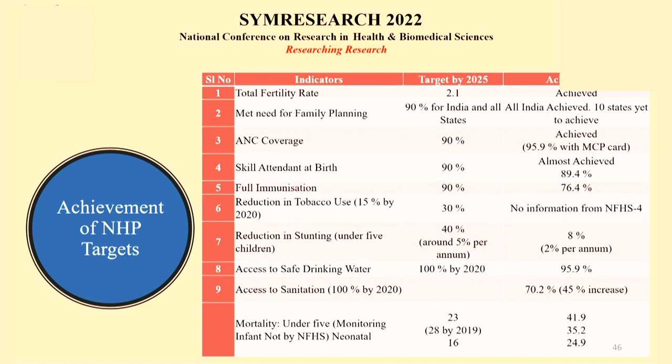If you look at ANC coverage, the target for 2025 as per the health policy was 90%. We have already achieved that at the all-India level as well as in 10 states. Skilled birth attendance, 90% for 2025, and we already have 89.4.